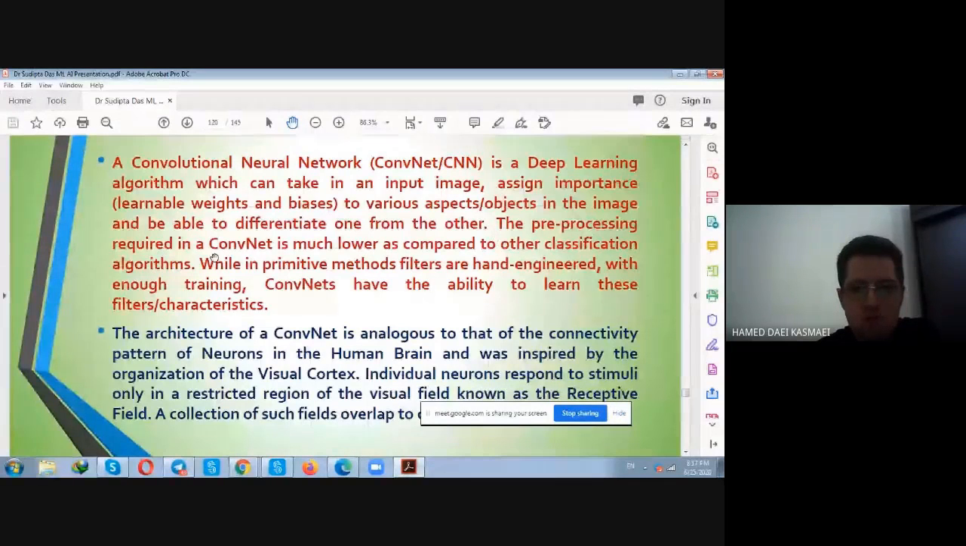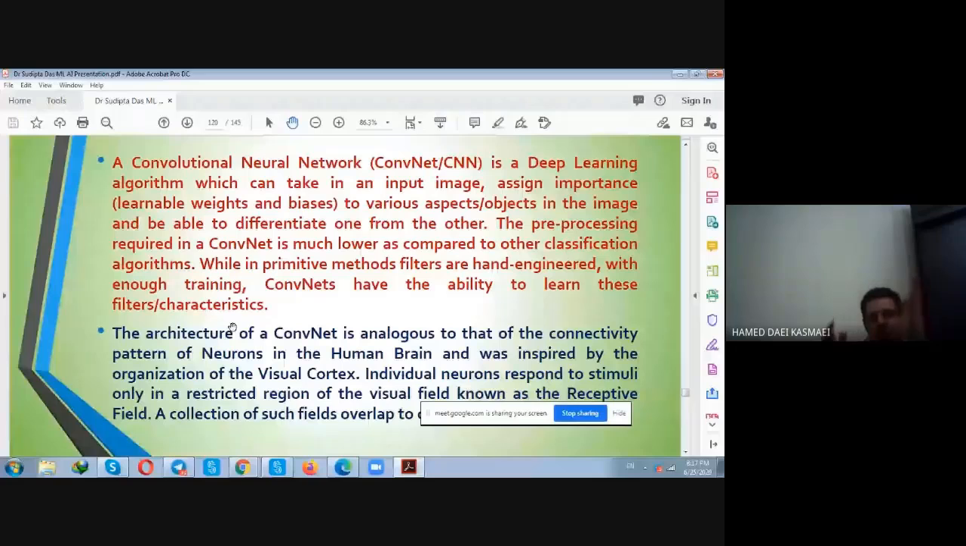The pre-processing required in a convolutional network is much lower as compared to other classification algorithms. While in primitive methods, filters are hand-engineered, and it's very important to use every characteristic. So you make filters to do everything. For example, you make filters to get a channel on your satellite network. You make filters to get, for example, a website. So filters are very important to get just the optional something that you want from a network, from a system, from everything. Okay, so this is filtered based on characteristics.